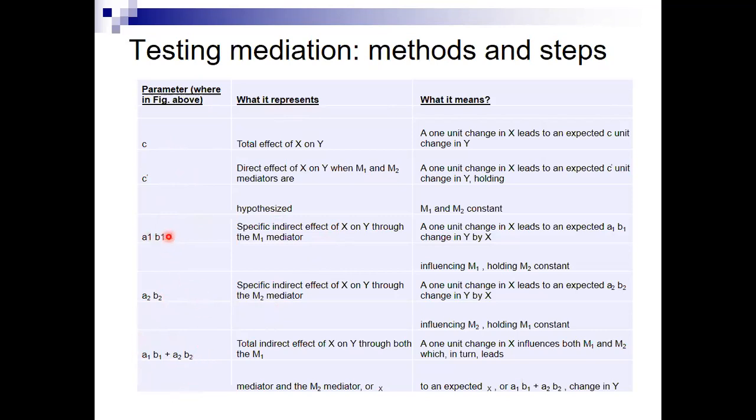So this is the indirect effect for M1. This is the indirect effect for M2. This is the total effect actually, that's C. C complement is the direct effect when M1 and M2 mediators are hypothesized, okay? And A1B1 plus A2B2, that will be the total indirect effect coming out from M1 and M2 as mediators, okay?